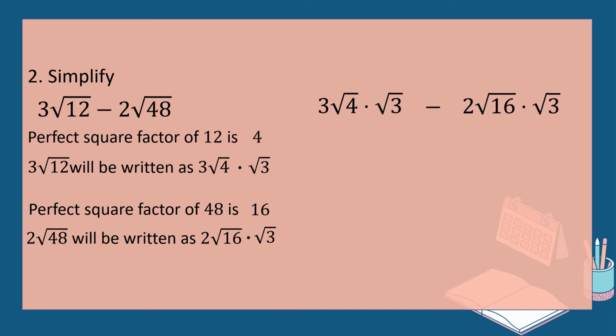We now simplify 3 square root of 4. It will now be written as 3 times 2. Copy square root of 3. Minus, we simplify 2 square root of 16. It will become 2 times 4. Then copy square root of 3.